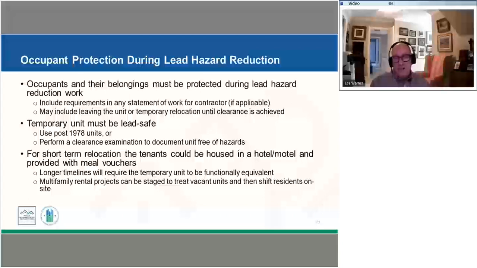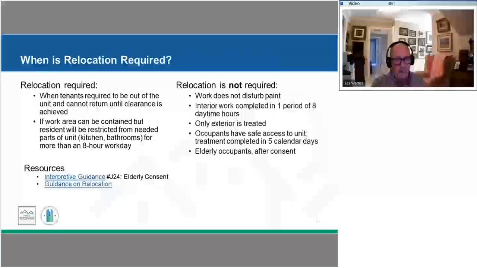So we need to make sure that that temporary unit where we place them is considered to be lead safe. So that either would need to be a post-1978 unit, or we would need to have performed a clearance examination on that to make sure that it's free of hazards. So, if we had a property that had multiple units, we might be able to identify a vacant unit, do the clearance on that, and be able to shift households into that unit while the work was being done on their unit. Other cases, we're going to find a post-1978 hotel or motel in the area and shift the tenant there. All of that needs to be planned for and thought of on the front end on this.